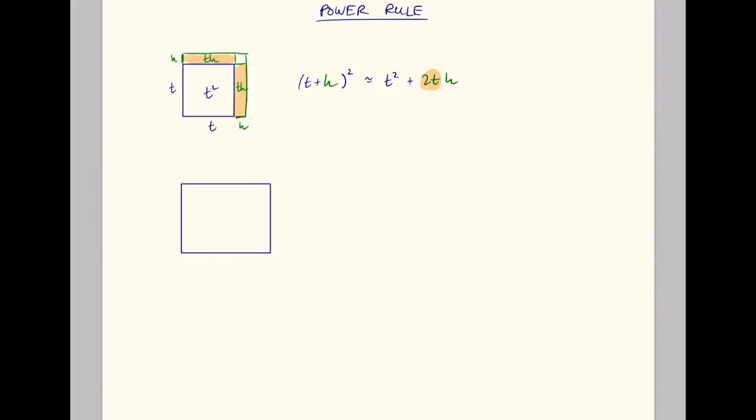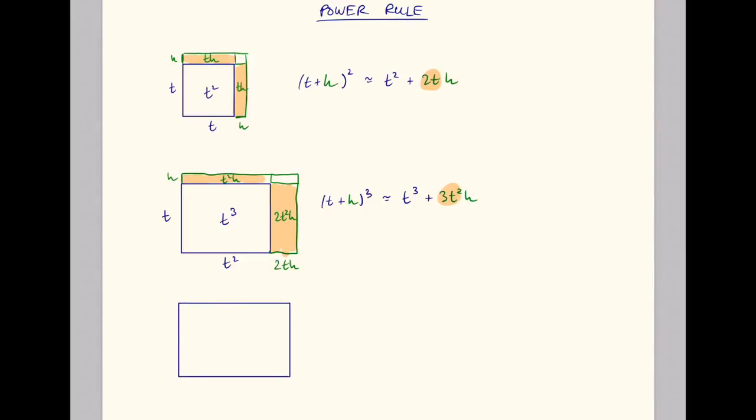The cubic function can be represented as the area of a rectangle with sides t and t squared. As we increase t by a small amount h, how does the area change? Well, the answer lies again in these thin rectangles. t squared changes by 2th, so the rectangles' areas are 2t squared h and t squared h. The total change is thus 3t squared times h.